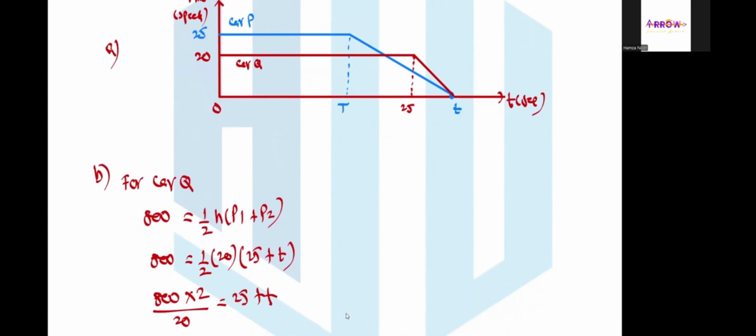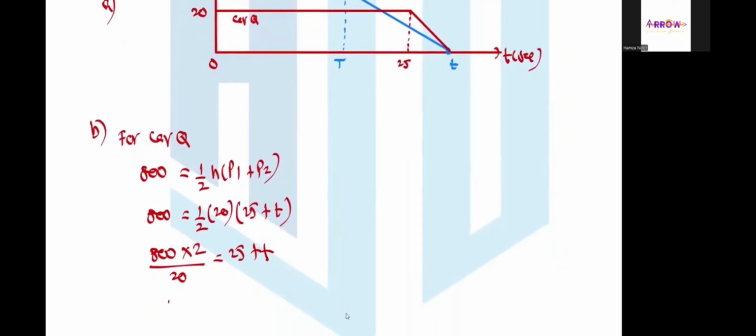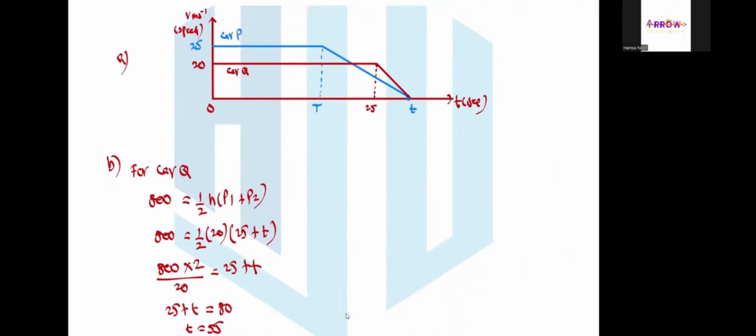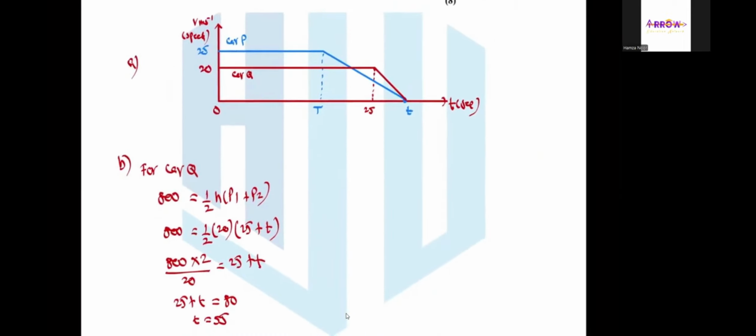So 800 multiplied by 2 divided by 20, this is supposed to be 80. Okay, so this means 25 plus t is equal to 80, and therefore the value of a small t is 80 minus 25, which is 55 seconds. The value of a small t is 55 seconds, and now we need to find the value of uppercase T.